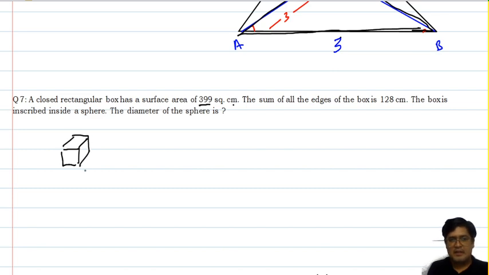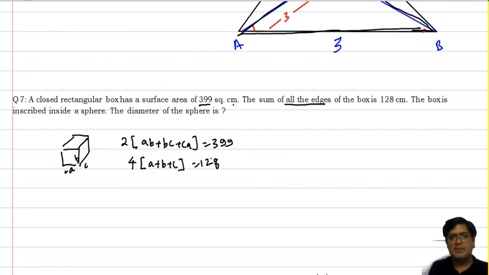So if you ask me for surface area, if I assume the sides to be A, B and C, surface area looks like 2 times (AB plus BC plus CA). And if you ask me about edges, length A is available 4 times, B is available 4 times, C is available 4 times. Here it says sum of all the edges. So I will have 4 times (A plus B plus C) as 128, and this is given to me as 399.